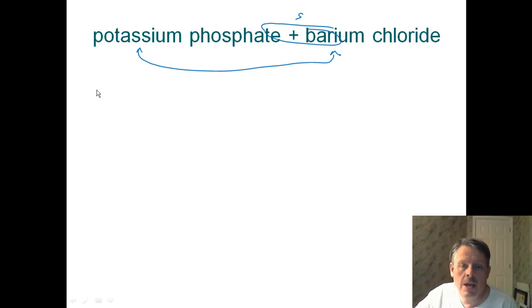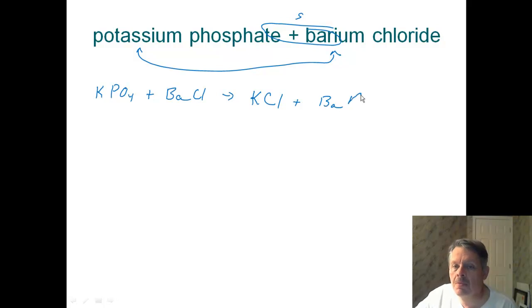So now we actually have to go through our process. So we have potassium, which is K, phosphate, which is PO4, and we're putting it together with barium and chlorine, barium chloride, which produces potassium chloride. Our partners are switching, remember, plus barium phosphate. Now, I happen to know that barium phosphate is going to be my solid. Everything else is going to be aqueous.